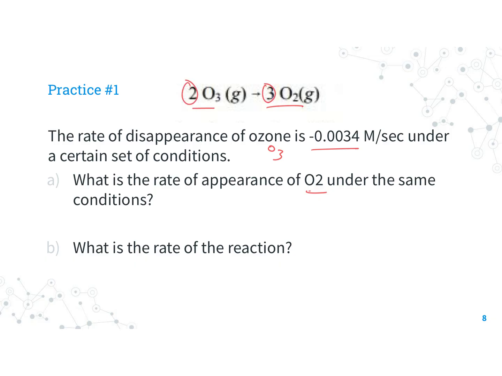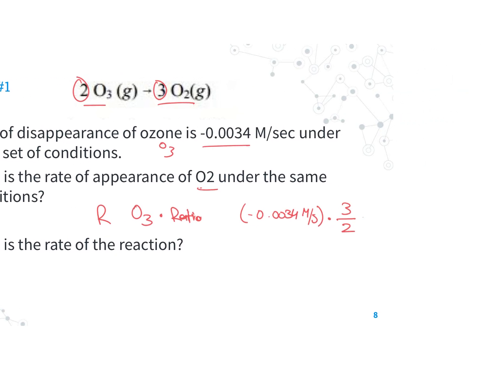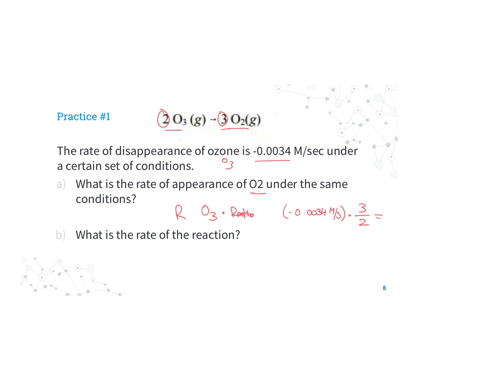Now, we know that we're interested in how much O2 is made under these conditions, and we know the stoichiometric ratio. And so quite easily, you can solve this by taking the rate, I'm going to call rate for now R, the rate of O3 disappearing, and just multiply that by the stoichiometric ratio. We know the rate is negative 0.0034 molar per second. We know that we have 3 moles of O2 for every 2 moles of O3 in this reaction. So if we want to find the rate of O2, the rate that it appears, all we got to do is take that rate and then multiply it by 3 over 2 and flip the sign, right?